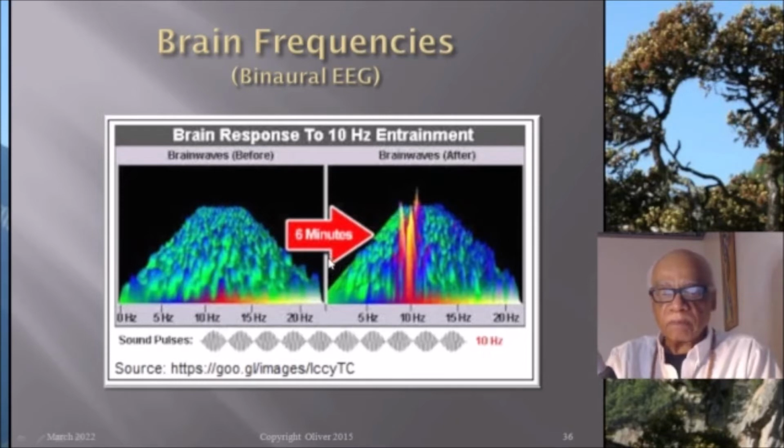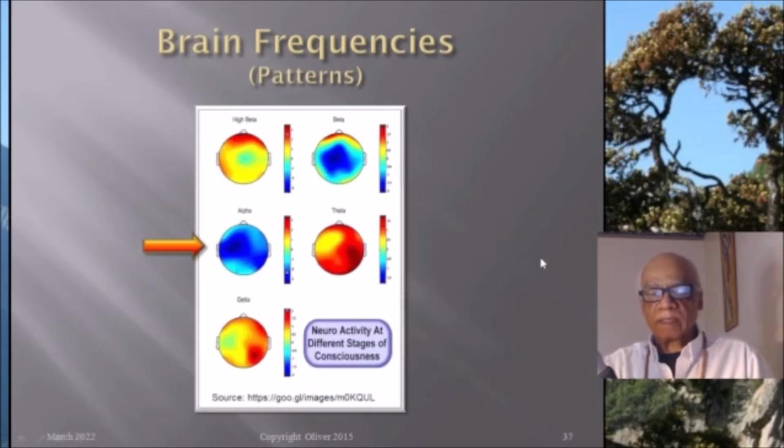After 6 minutes of listening to the tape, you could see the spike here at 10 beats per second. They were able to increase the amount of energy the person was putting out at that frequency. So why is this important?